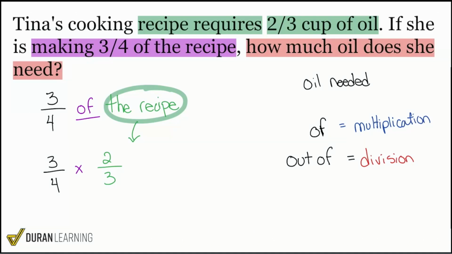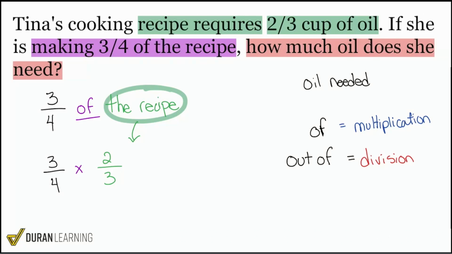Notice how this was not easy in terms of setting it up. But when we break down the individual pieces, where it says we're making 3/4 of the recipe, we can take this with our experience and understand that the word of means multiplication. The recipe calls for 2/3 of a cup of oil, so we'll replace the recipe with 2/3. And then from here, we can move forward with the actual calculation.